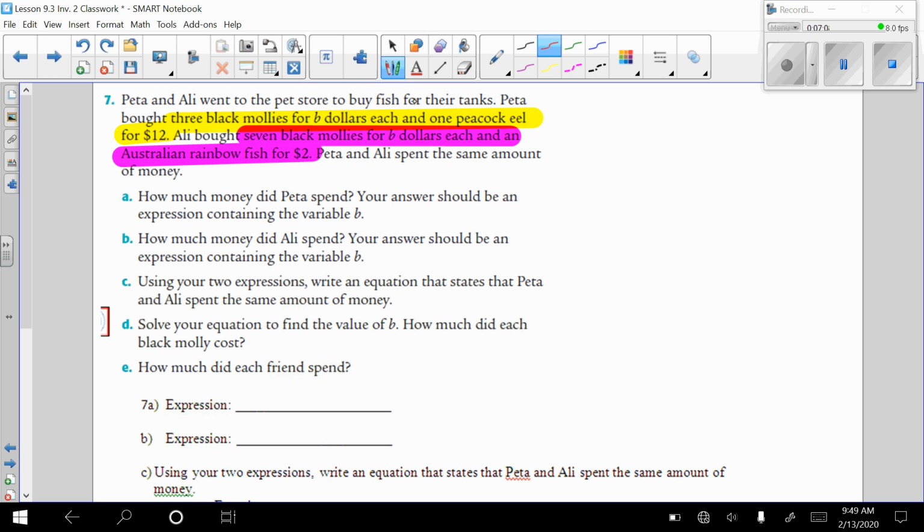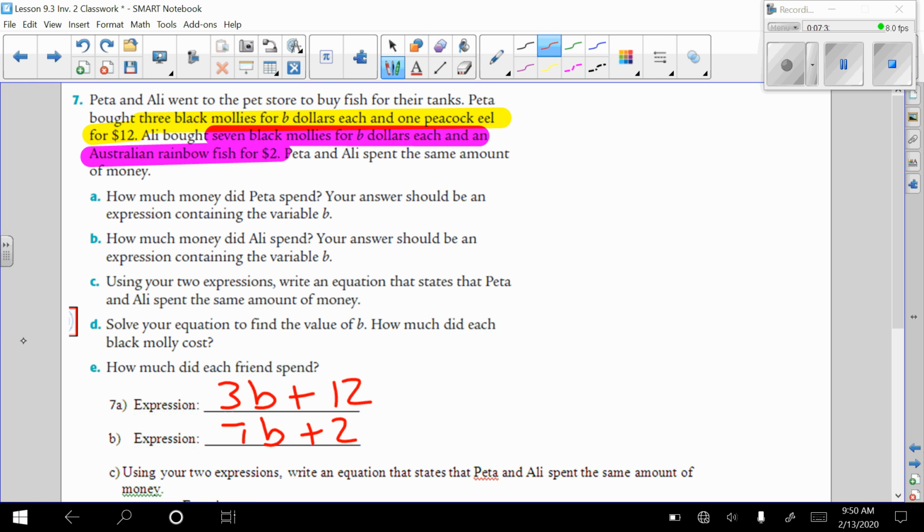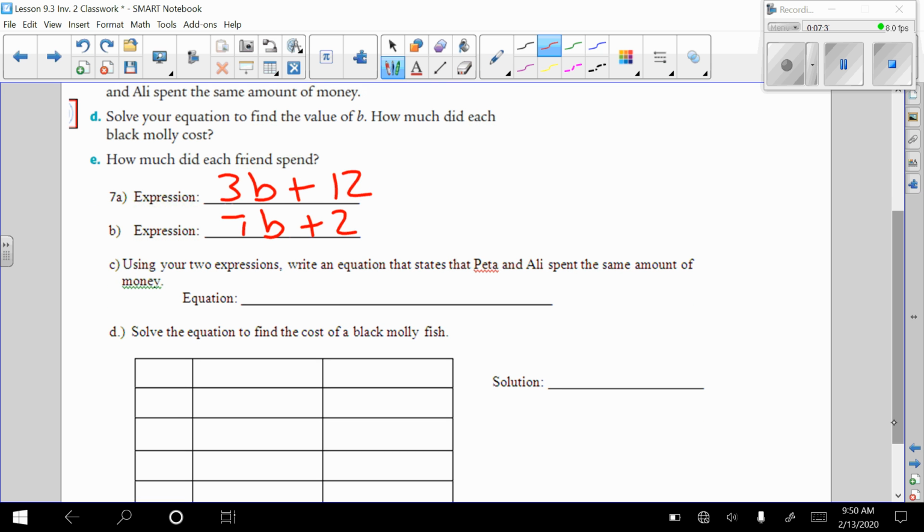So 3 black mollies, which is $B. So 3 times B and means add a pecan for $12. That's what Petra bought. Now for Allie, she bought 7 black mollies, which is also a variable B, and an Australian rainbow fish plus for $2, plus 2. Now using these 2 expressions, I need to write an equation for them. So let's go ahead and write the equation. They spent the same amount of money, so they need to equal each other. So we're going to go ahead and make them equal each other to make my equation.